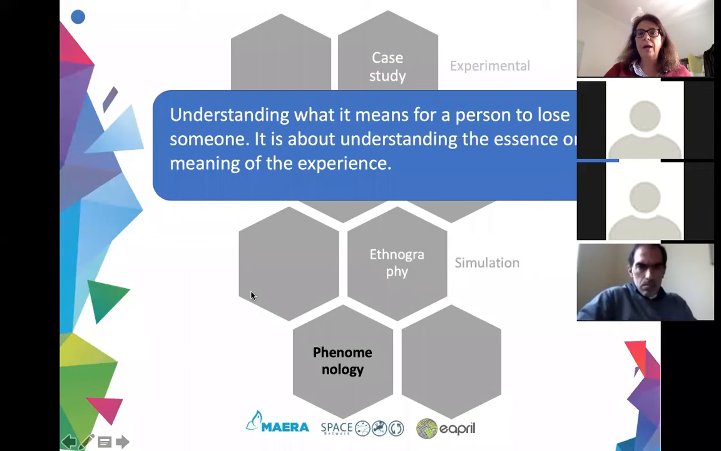And here you have an example about a possible research question that could lead to this kind of research design. Example, understanding what it means for a person to lose someone. It is about understanding the essence or the meaning of this experience.